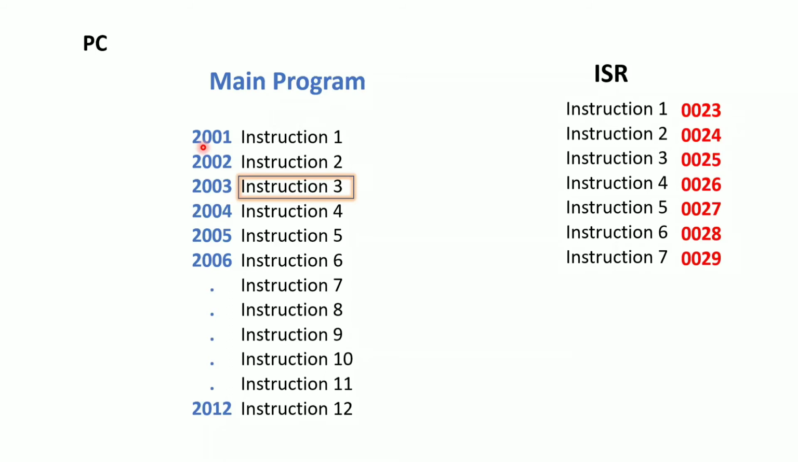Now each and every instruction will occupy 1 byte. I take an example here: each instruction size is 1 byte. The addresses for the instructions are 2001, 2002, up to 2012. So we have 12 instructions, so the address goes up to 2012. Now coming to the ISR, the starting address is 0023, and 0024 up to 0029, because we have a total of 7 instructions there. Now during the execution of instruction 3, what will be the value of the PC? 2004. Why? Because the address of instruction 4 has to be stored inside your PC.